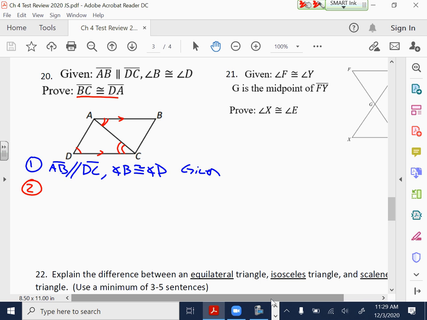So what else do we have? D. So that means angle A is congruent to angle C, or sorry, let's do it a little bit more specifically. Let's do angle BAC congruent to angle DCA. Now again, if you just put angle A and angle C, that's not really specific because I don't know which one it is. So make sure you're being careful with that one.